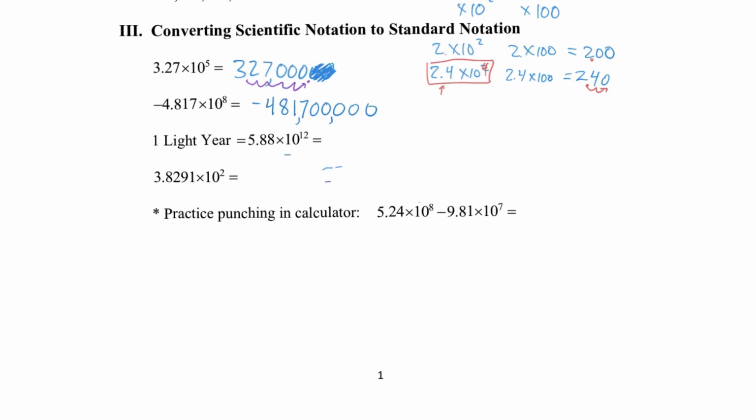So if we have this one here, I need to go how many decimal places on this guy? 12. Takes me how many to get to the end of my number? 2. How many zeros? 10. So I have 5, 8, 8. That uses up 2 of my 12 jumps, and I need 10 more. 1, 2, 3, 4, 5, 6, 7, 8, 9, 10. Then you can put in your commas, starting there at the end.